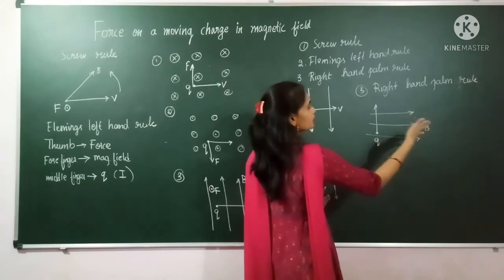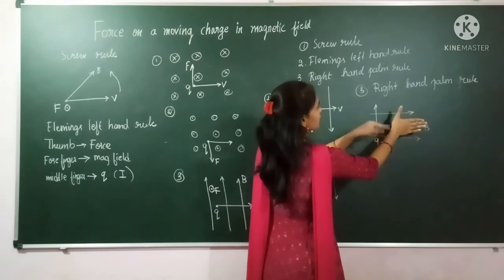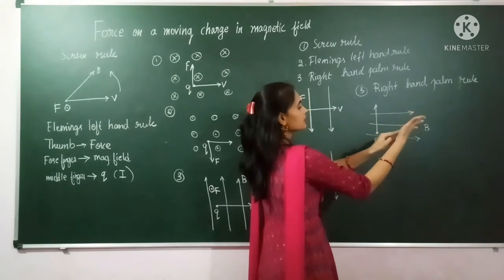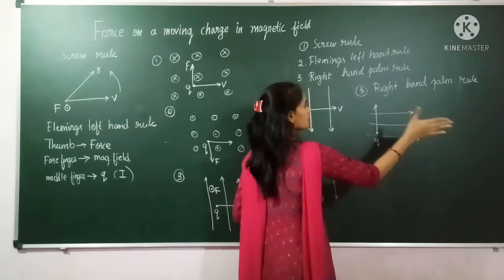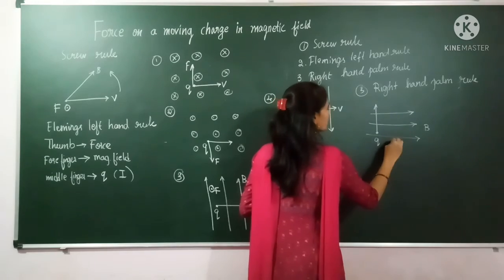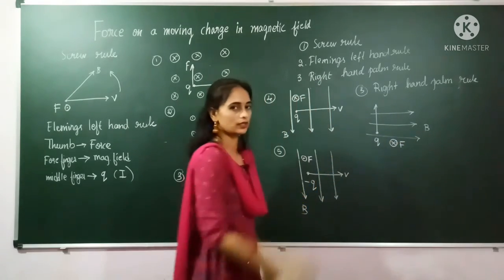So now take your right hand, place the fingers in the direction of magnetic field and the thumb in the direction of the current. Where the palm is showing, the palm is inward. So an inward quantity can be represented by the cross. So here the force is inward.